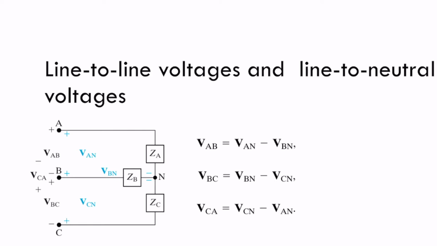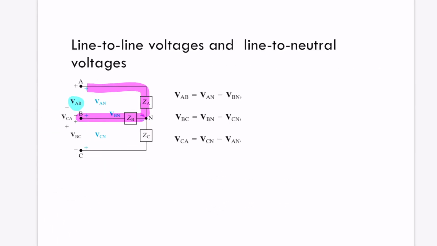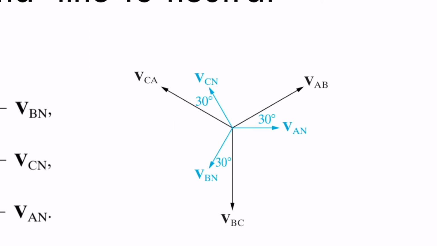The voltage drop between A and B will be equal to VAN minus VBN. So we have here the voltage drop between, VAB is equal to this, VAN and then minus VBN. Okay, we can do the same for the three other line-to-line voltages, and then we can compute what is the relationship between two types of voltages.